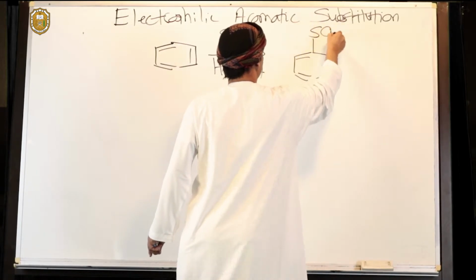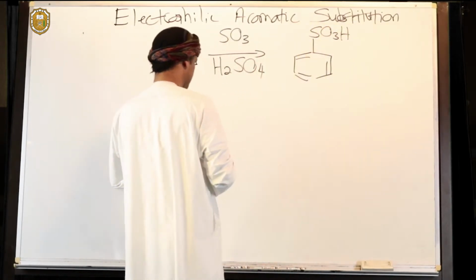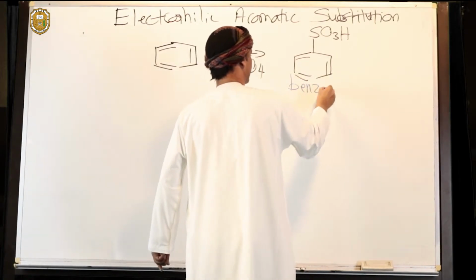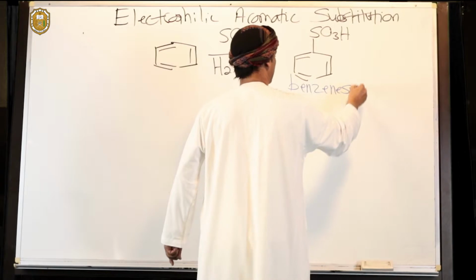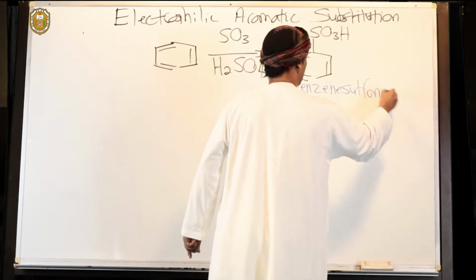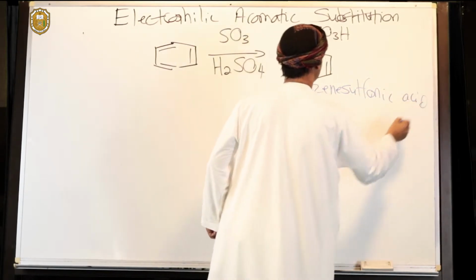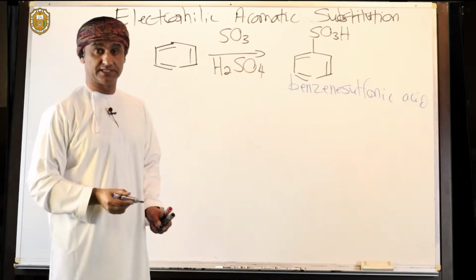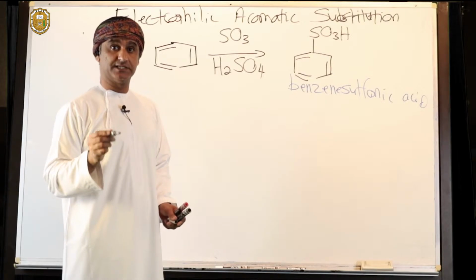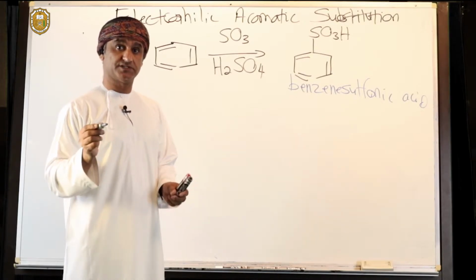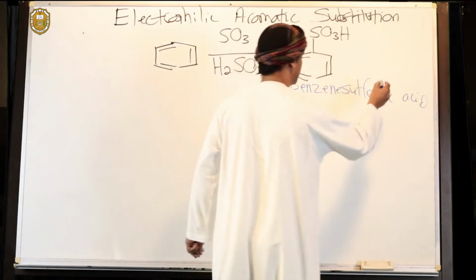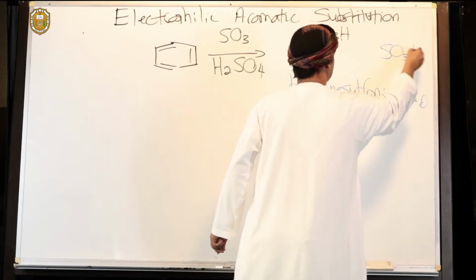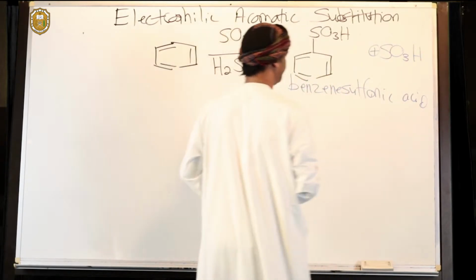It's SO3H as an electrophile here. So this is benzene sulfonic acid. So clearly, again, if you look at the structure of benzene sulfonic acid, the required electrophile is SO3H, where there is a positive charge on sulfur. So this is what's required, therefore, in this electrophilic aromatic substitution reaction.